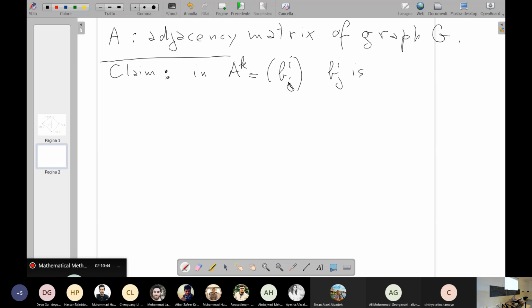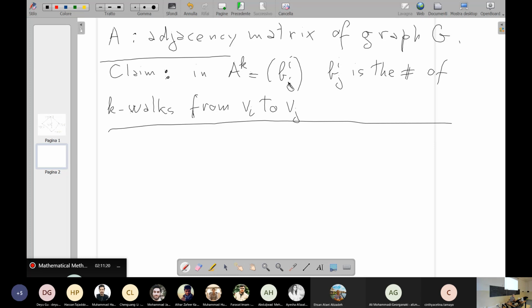Bij is the number of K walks from Vi to Vj. Okay, this is my claim. All right? So now I start the proof by induction.